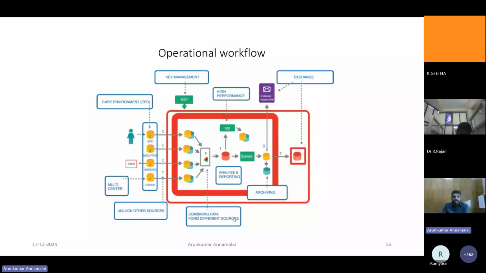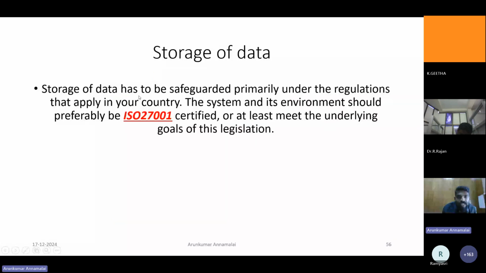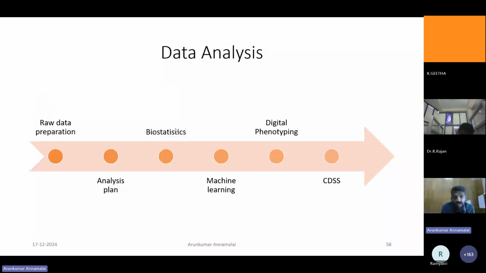So the moment you build multimodal data analytics, you fall into the category of CDSS, or the clinical decision support system. For stored data, we have ISO 27001, and you also have country-related standards. And coming to data analytics, you have raw data preparation, analysis plan, biostats, machine learning, digital phenotyping, and CDSS.